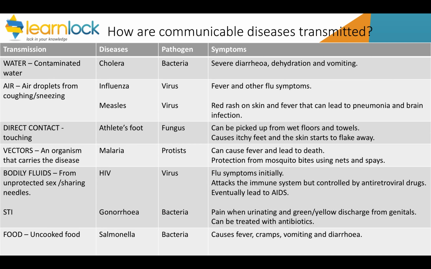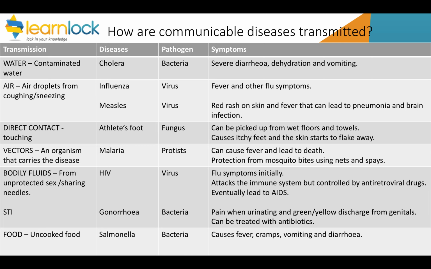You do need to know how different communicable diseases are transmitted. The examples you need to know are here in this table. So, one way they could be transmitted is through contaminated water. The most common disease that's transmitted like this is cholera, and that's bacteria. The symptoms of cholera are severe diarrhea, dehydration, and vomiting.